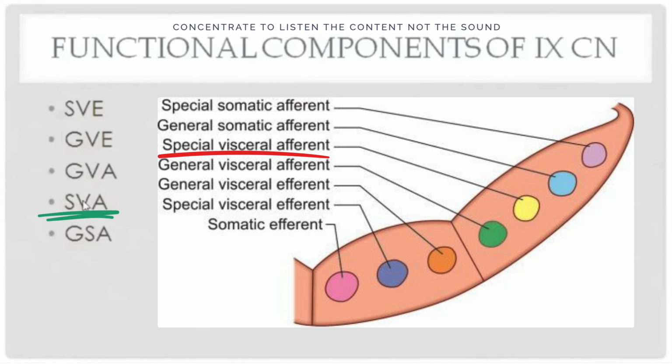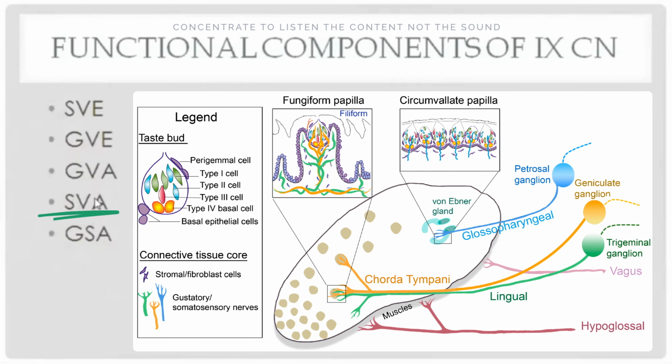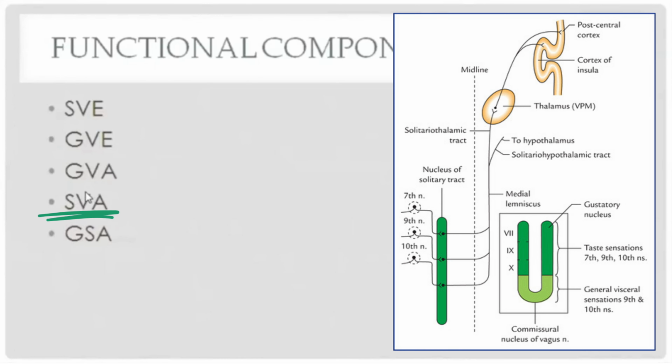Then special visceral afferent, this will be gustatory, bringing taste sensations from the posterior one third of the tongue, including the taste sensations from the circumvallate papillae. And these sensations will be brought to the upper portion of the nucleus of tractus solitarius. Okay, so there's a combined nucleus for both these functional components.